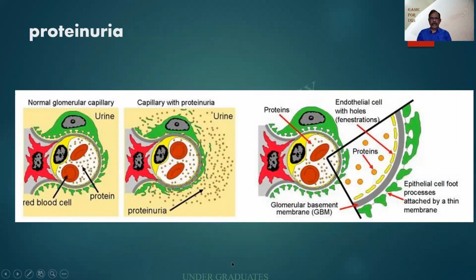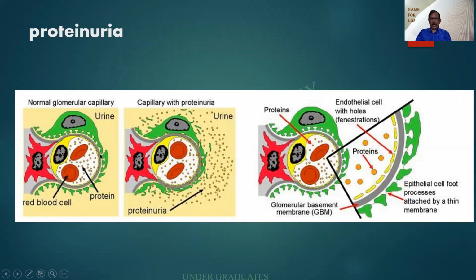What is proteinuria? Again, coming back. So this is the glomerulus, as I told you. This is the capillary of the glomerulus. The blood enters. This gray color is the basement membrane. You have got an inner cell. So this is the glomerular endothelium. This is the glomerular epithelium.